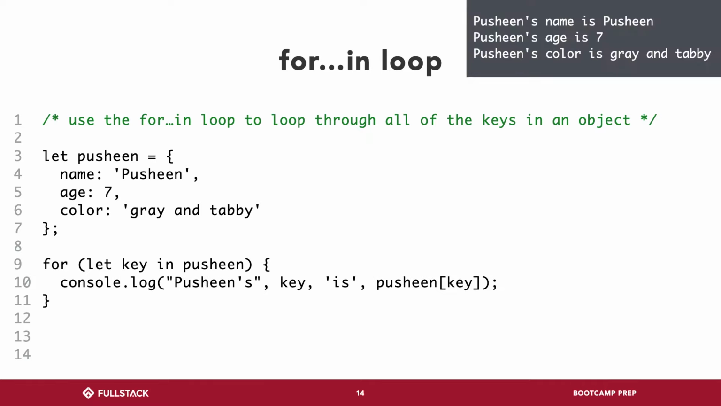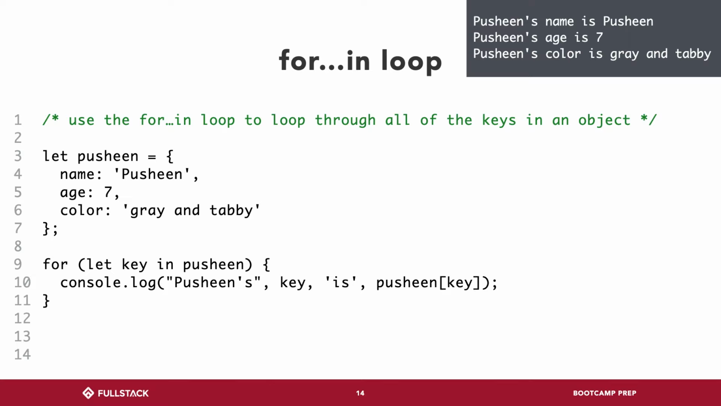So we say let key in Pusheen. We're going to console.log a string that says Pusheen's, comma, key, is, comma, Pusheen at key. Does everyone understand why this is happening? We're just console logging all of these values. Pusheen's name, age, color. That's key, and it loops through the object every single time and stops when there's nothing left.